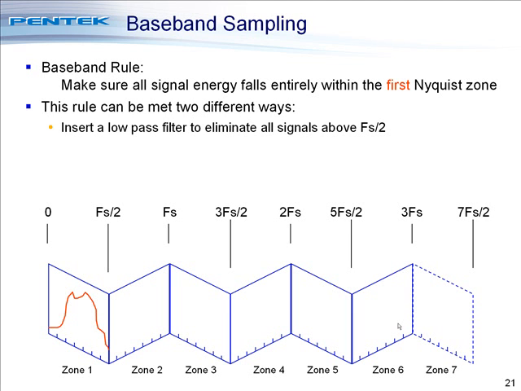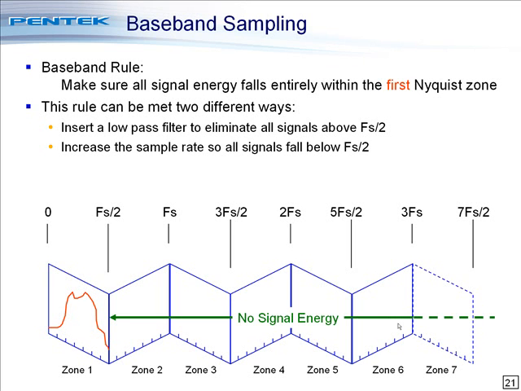We can insert a low-pass filter to eliminate all the signals above fs over 2. This kind of filter is often called an anti-aliasing filter because it removes all the signal energy in zones 2 and higher. We could also increase the sampling rate of the A to D converter so that all of the signals fall below fs over 2. But high-speed A to D converters get more expensive and typically result in fewer bits of resolution.